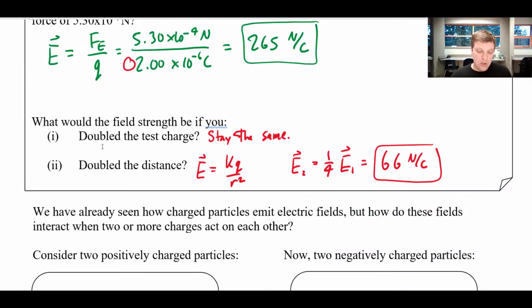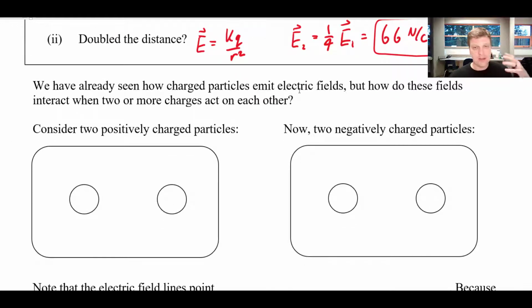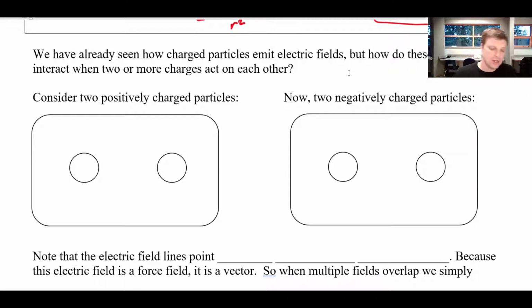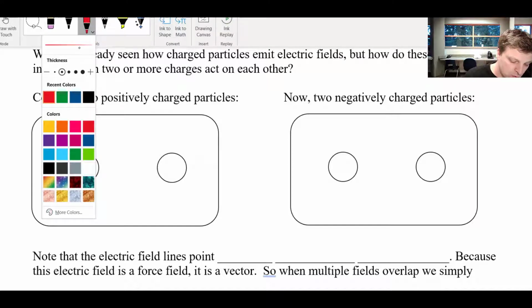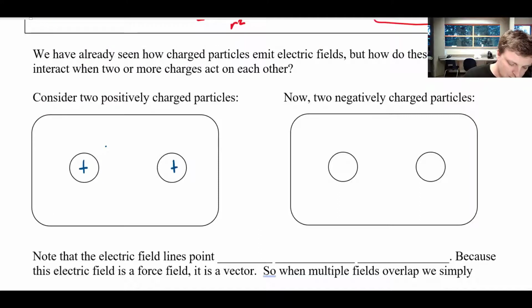Okay, so we've already seen that individual charged particles are going to emit these fields, and we've seen which way they're going to work. But what happens when two charges interact and their fields start to overlap with each other? Well, if we have two positive charges, I know that the field lines are going to come out of the positive charges. But what happens when they interact?